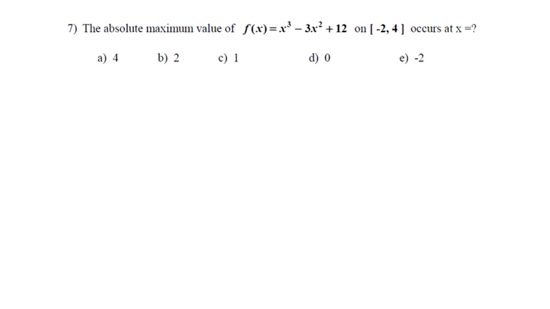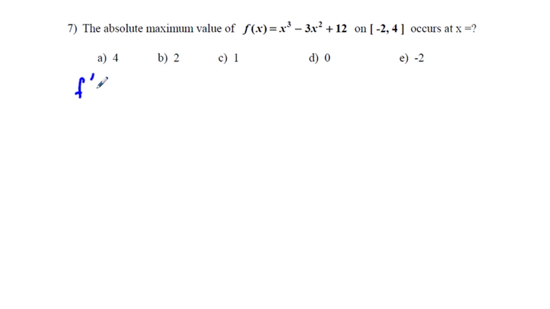Next problem. 7. The absolute maximum value of f of x equals x cubed minus 3x squared plus 12 on the closed interval from negative 2 to 4 occurs at x equals. What we have to do for something like this is what we call a candidate test. And let's go ahead and find the derivative first to find other critical numbers possibly.